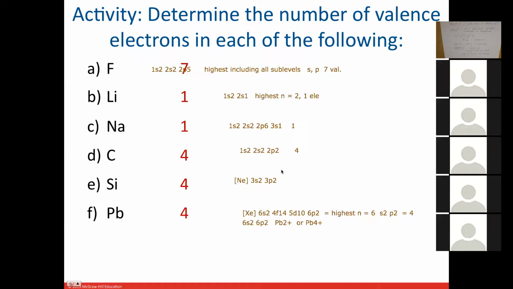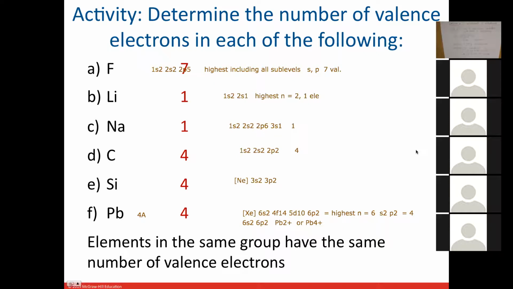Okay, so that's figuring out valence electrons. It still follows that pattern of lead being in group 4A. These are all 4A, right? So they all have 4 valence electrons. We just did a complicated look at it, but it's still in 4A, and so it follows this pattern. Elements in the same group have the same number of valence electrons. That's the take-home message. It's really handy.